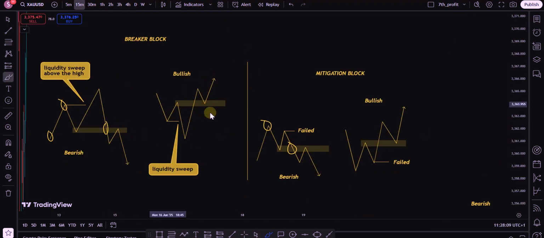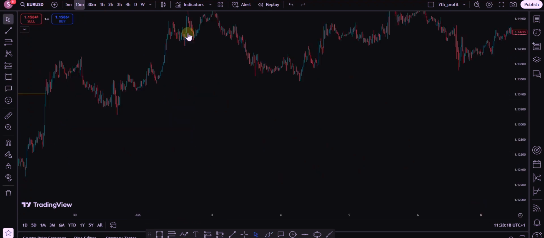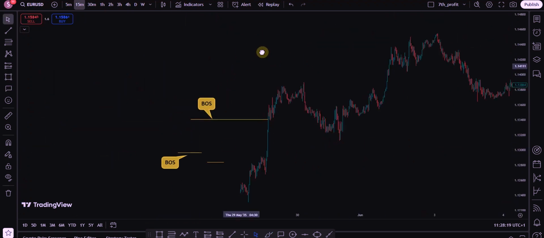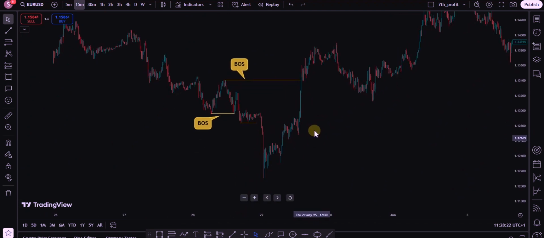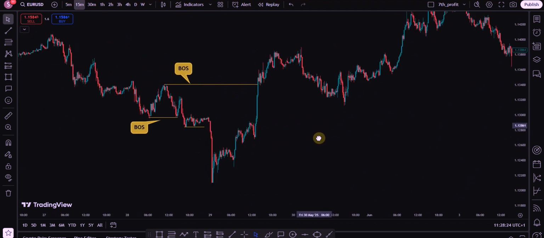Now, let me show you a real chart example of a bullish breaker block. Remember I said for a bullish breaker block, there must be a liquidity sweep to the downside. Now, as you can see here, I hope network doesn't mess me up today.